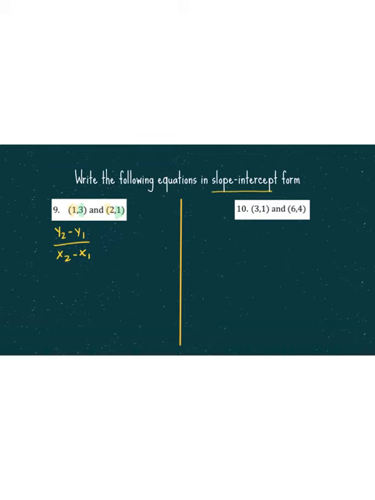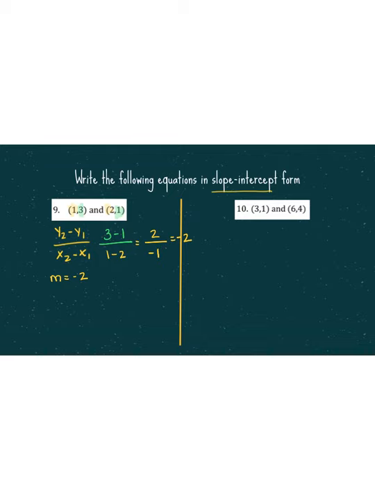Okay? So I'm going to say 3 minus 1 over 1 minus 2. So 3 minus 1 is 2. 1 minus 2 is going to give me a -1. 2 divided by -1 equals -2. So my m equals -2. So now I have my m.